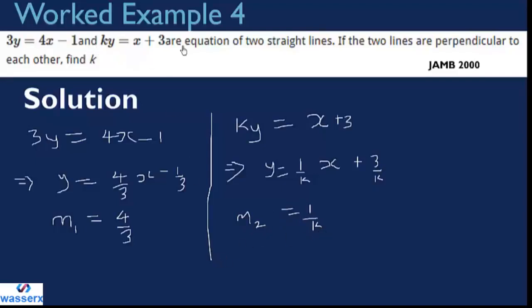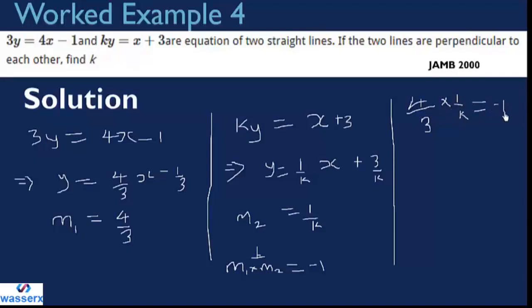Now if these two lines are perpendicular, then m1 times m2 should be equal to negative 1. So m1 is 4 over 3 times m2, which is 1 over k, and this is equal to negative 1. We just solve for k, and if we multiply through by negative k, then we obtain k equal to negative 4 over 3.